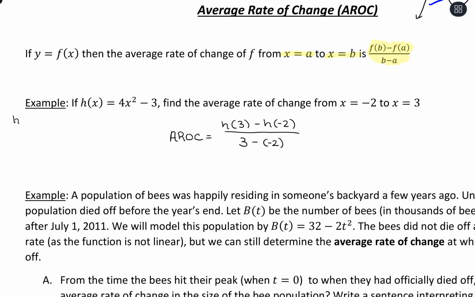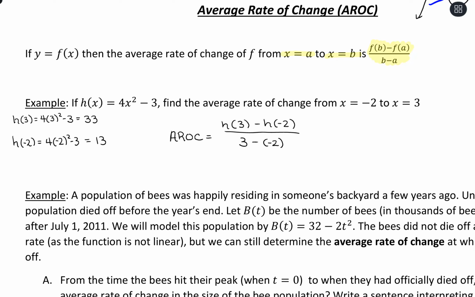And what I'll do is I like to do this kind of work on the side of plugging in 3 into the function. So we're going to have 4 times 3 squared minus 3, which will be 4 times 9, so 36 minus 3. So we're getting a 33 out. And then h of -2, we're getting 4 times -2 squared minus 3, so 16 minus 3, so 13.